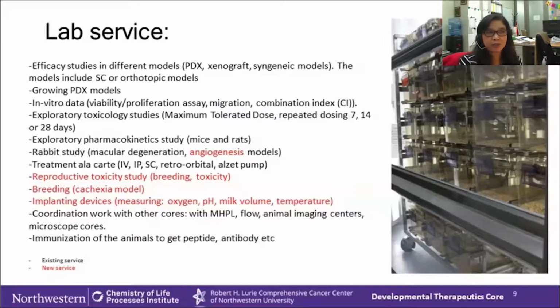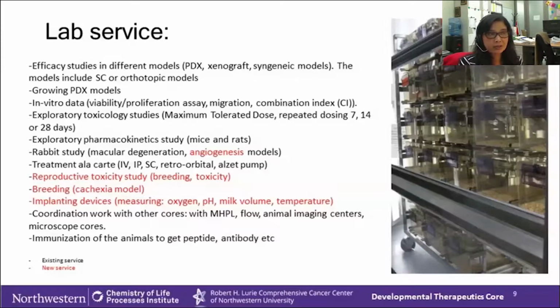In the past, we usually worked with oncology models, where we work with xenograft, patient-derived xenograft, and syngeneic models, and the implantation can be subcutaneous or orthotopic. We also grow PDX so that we can characterize the models, so that the principal investigator can use them for screening their novel drugs. We also help PIs test in vitro experiments like viability tests, proliferation assays, migration, as well as a combination index from 2 or 3 different drugs.